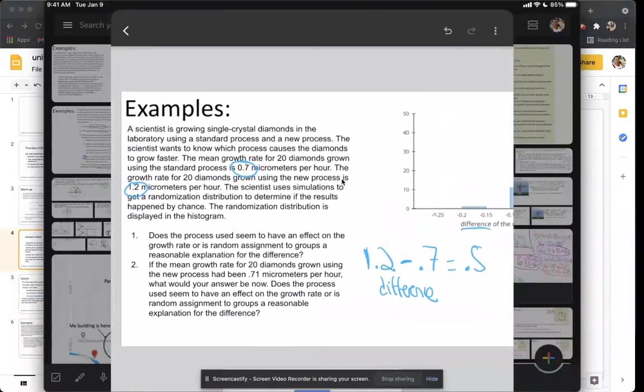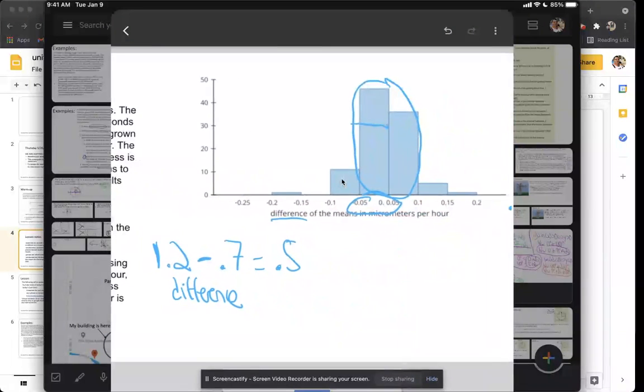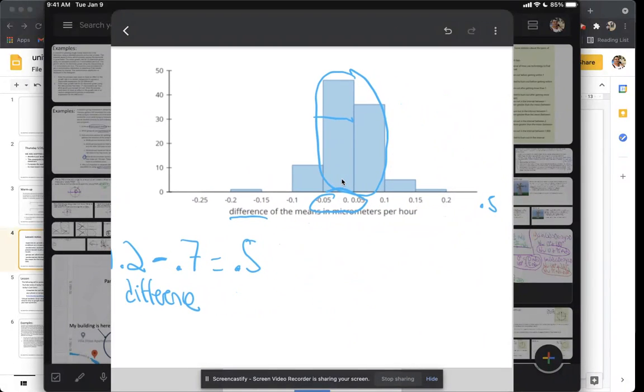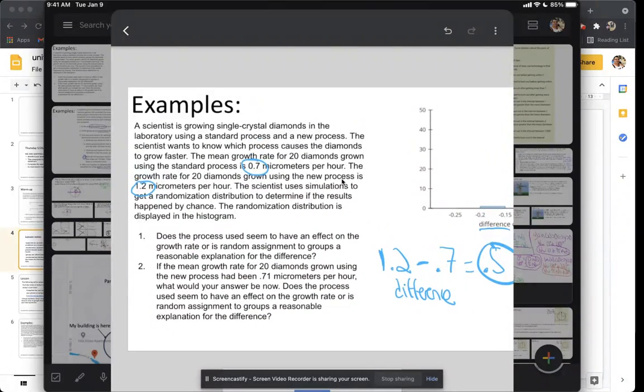So to answer the question, and I'm going to answer this verbally, so make sure you listen. Does the process used seem to have an effect on the growth rate? The answer is yes. The new process does have an effect on the growth rate. And the reason is because the difference of 0.5 is way higher than anything found in the simulation. That is the reason why. Okay.